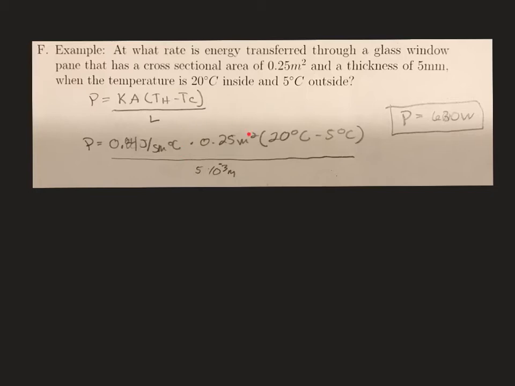I then multiply by the area. I've given it to you in meters squared, so you can just plug that number in. Both the temperatures are in the same units, so remember temperature hot minus temperature cold. And then we need to divide by the length that the energy is transferred through, or the thickness of the glass. And remember, I need to convert this from millimeters into meters, so I'm going to multiply by 10 to the minus 3, which is the same thing as dividing by 1,000. I then get a power of 630 watts.